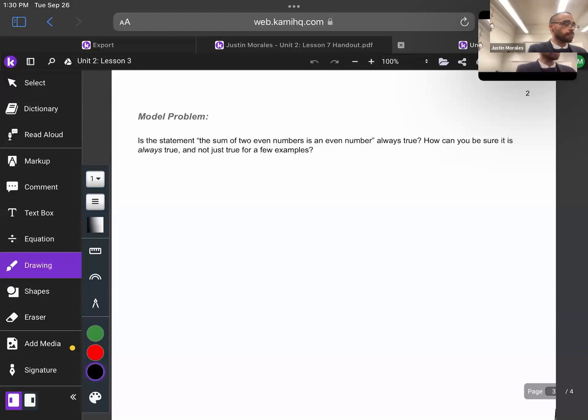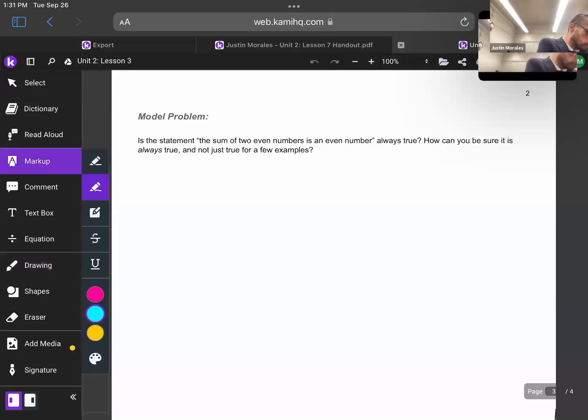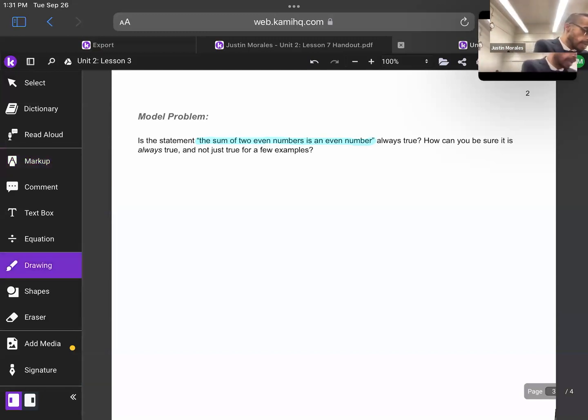So we're going to go ahead and prove that when you add two even numbers, it will always equal an even number. So the first thing we need are two even numbers. So what we're going to do is say, let A and B equal two even numbers.